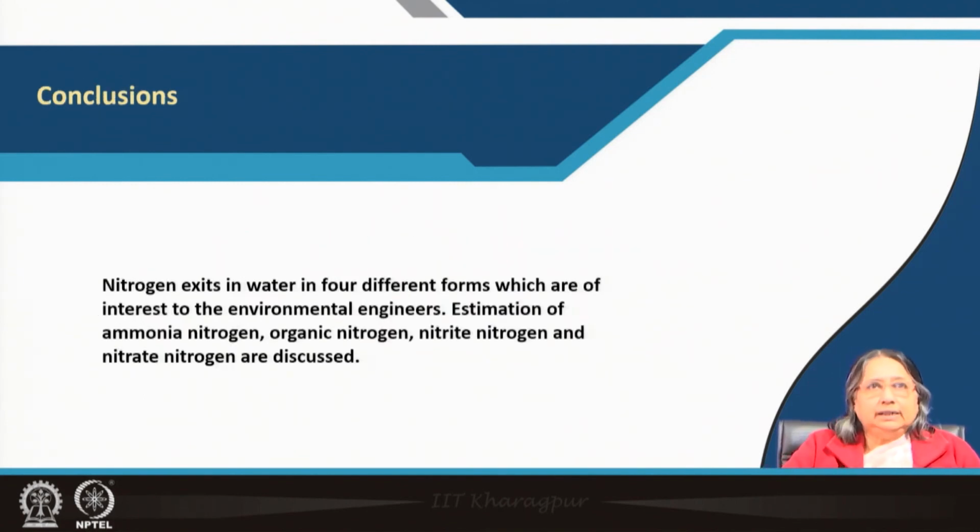Now, conclusion. In this lecture, what I have shown is that nitrogen exists in water in 4 different forms which are of interest to the environmental engineers. Estimation of ammonia nitrogen, organic nitrogen, nitrite nitrogen and nitrate nitrogen are discussed. So, this is basically analytical chemistry part, to know how much nitrogen, what are the different types of nitrogen present in the sample water. Thank you.